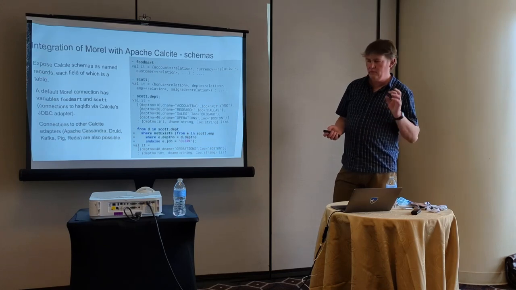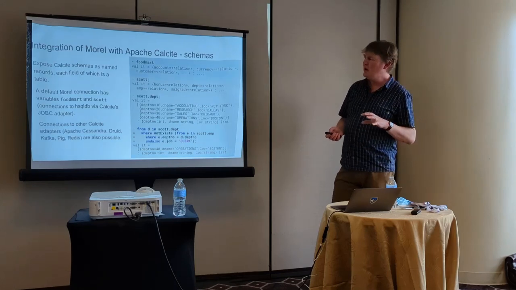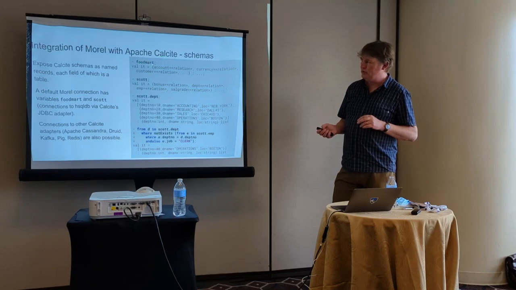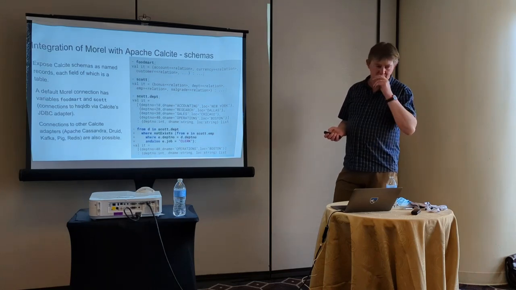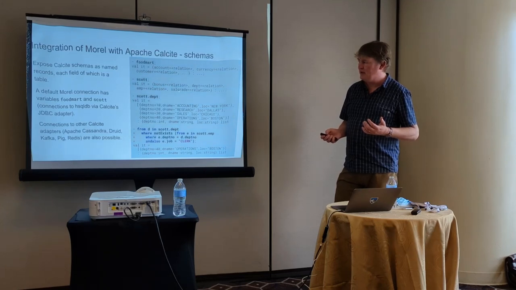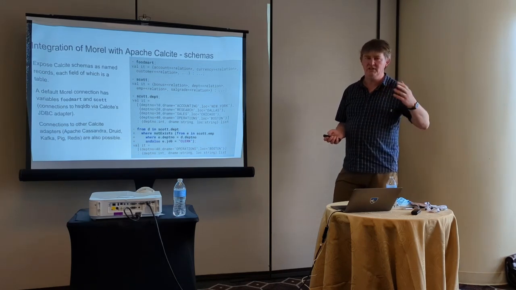So I integrated Morel with Calcite. It's optional. You can run Morel on in-memory data structures, but it's also straightforward to integrate Calcite. When you start up Morel with the standard options, it comes with what look like variables. One is called foodmart and the other is called scott. These are actually what database people would call schemas or databases, right? So foodmart contains an account table, a currency table, a customer table, and scott contains a department table, an employee table, a bonus table. So when I say scott.dept, I'm evaluating the department table at scott, and it's actually generating some JDBC query to execute this.